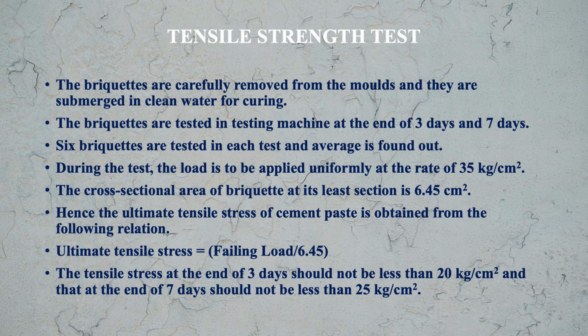The cross-sectional area of the briquette at its least section is 6.45 centimeter square. Hence, the ultimate tensile stress of cement paste is obtained from the relationship: ultimate tensile stress equals failing load divided by 6.45, because stress is load upon area. Here that failing load we have noted down. Now area we are taking at the smallest area, means at the least section, and at least section the area is 6.45 centimeter square.